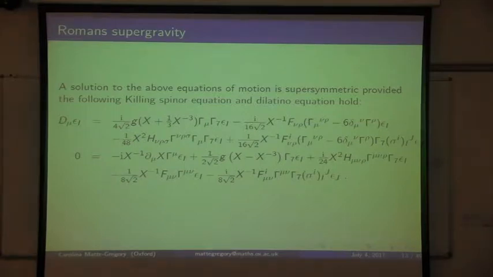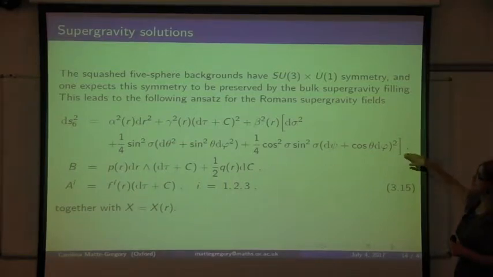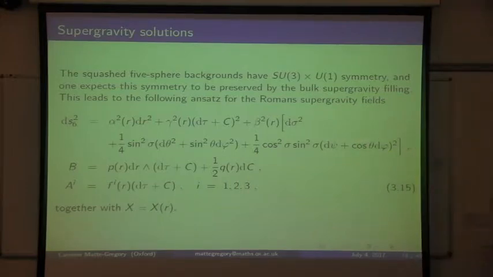Anyway, you have to solve all those equations and then make sure that they also respect these two equations, to be a supersymmetric supergravity solution. To solve those equations, we're going to give an ansatz for the supergravity space. In particular, we want this to respect this symmetry, especially on the boundary, so this S3 plus U1 symmetry.